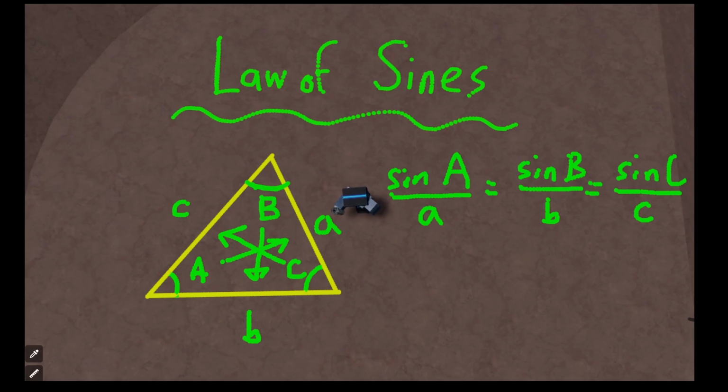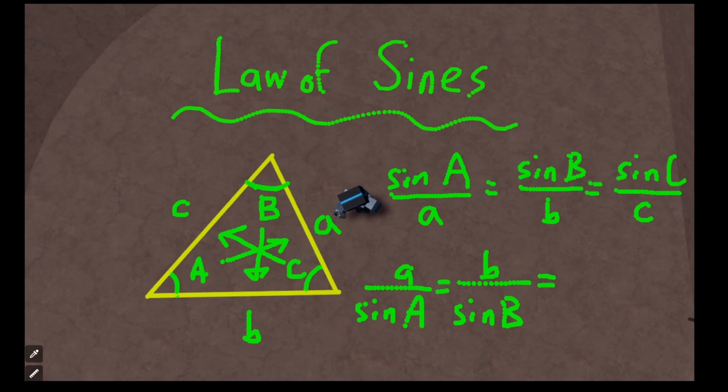I also want to point out something. Notice how these are all fractions that equal each other. That means you can also flip it and do it the other way around. So you could also write this as a divided by sine A is equal to side b divided by the sine of angle B, which is also equal to c divided by the sine of angle C. You can use either one of these when you're doing the law of sines. Either one is okay, and I'll try to show both in this video.